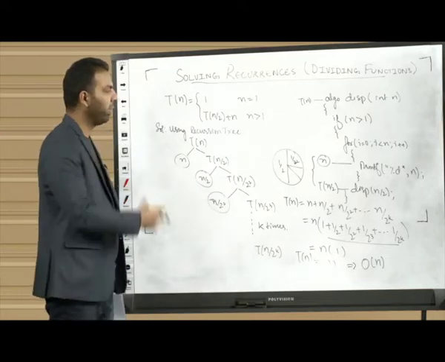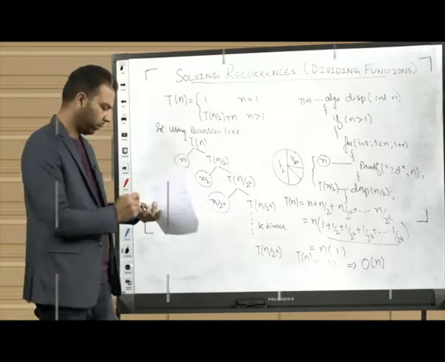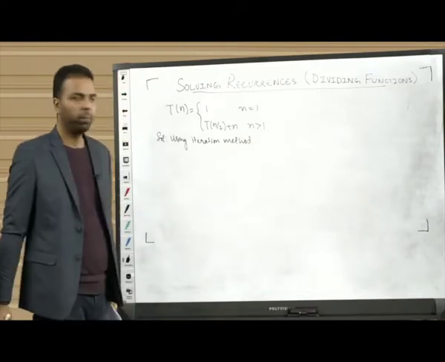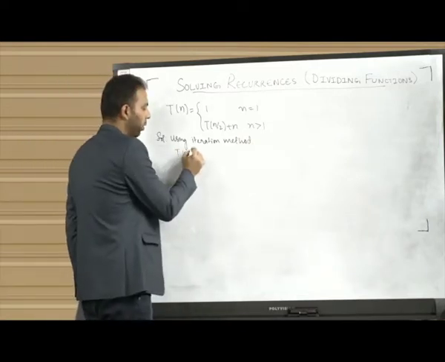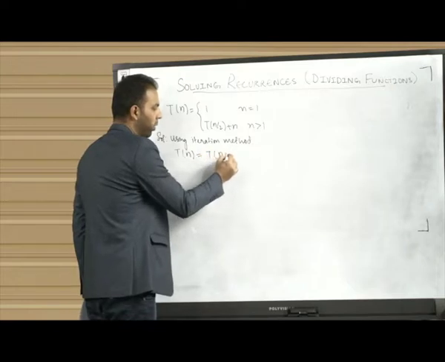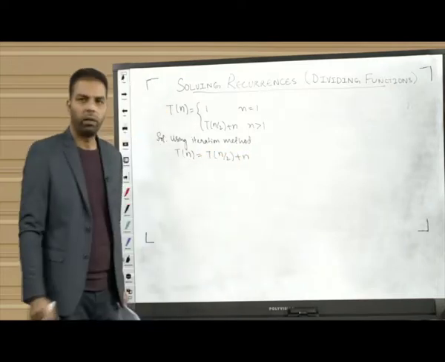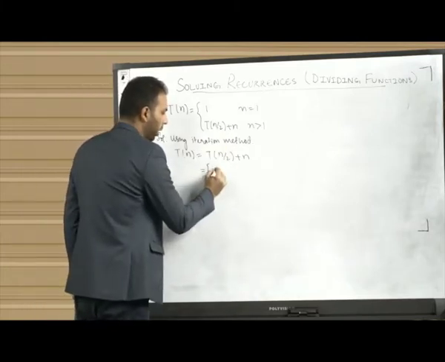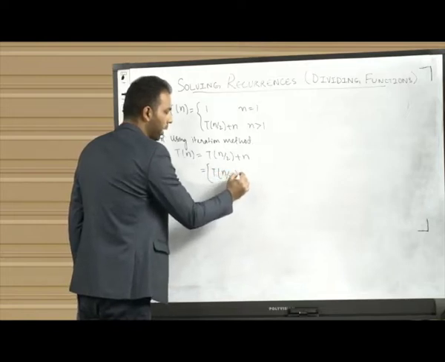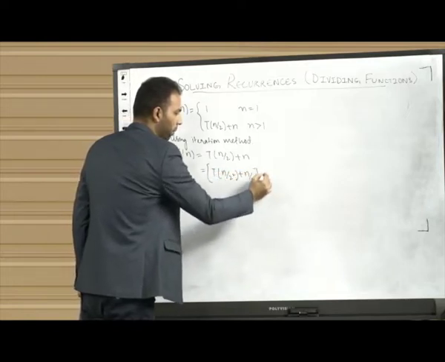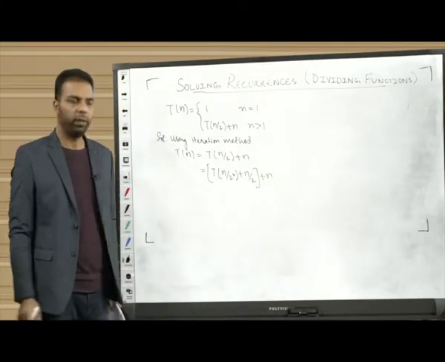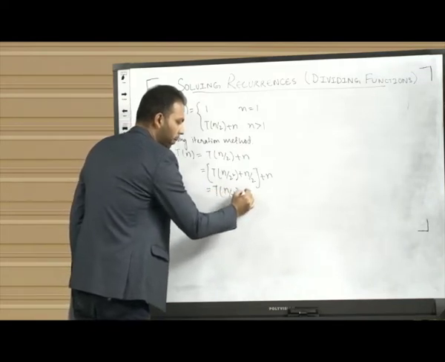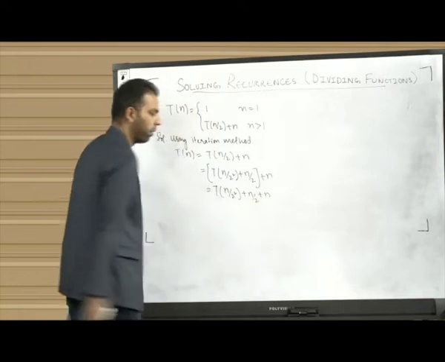Now we'll solve the same recurrence using the iteration method. Fine. So what we'll do is we'll simply write T of n is equal to T of n by 2 plus n. Okay. Now we'll substitute this n by 2 here. So it will be equal to T of n by 2 square plus n by 2 plus n. Fine.